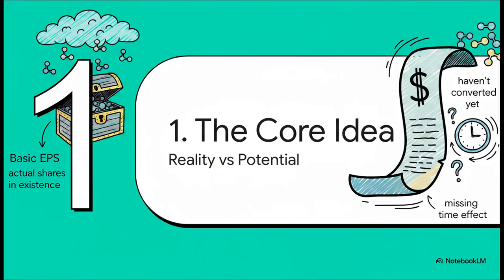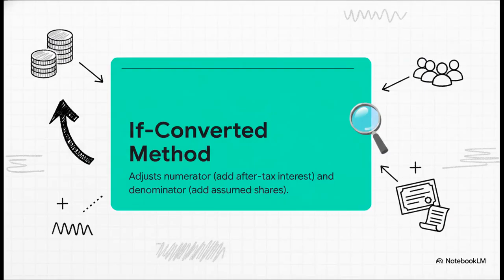All right, section 1, the core idea. This is all about reality versus potential. So why doesn't basic EPS just tell us the whole story? Well, the central conflict we're trying to resolve is really between reality and potential. See, basic EPS only looks at the actual shares currently out there. But a convertible debenture? That's a piece of debt that might, at some point, magically transform into ordinary shares.